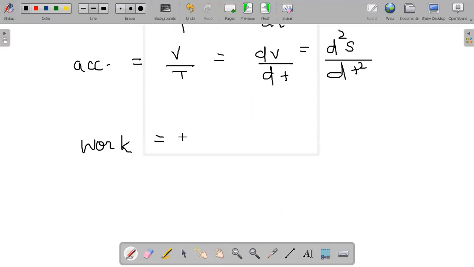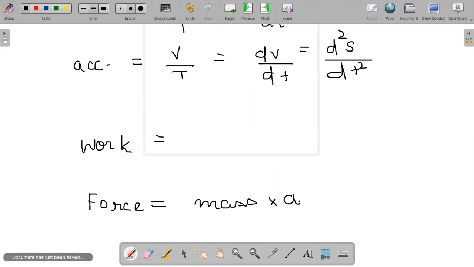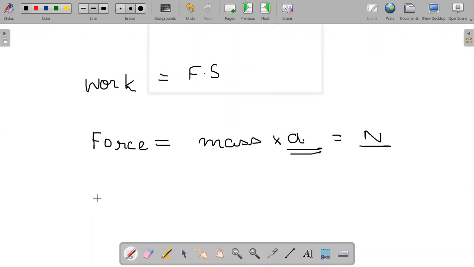And what is work? Sorry, पहले force start कर. Force क्या होता है? Force is mass into acceleration. It is in Newton. And work is force into displacement, F into S. And what is power? Work upon time.